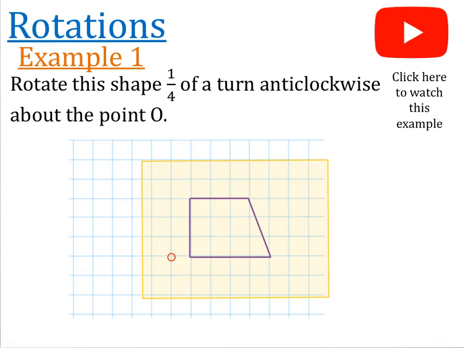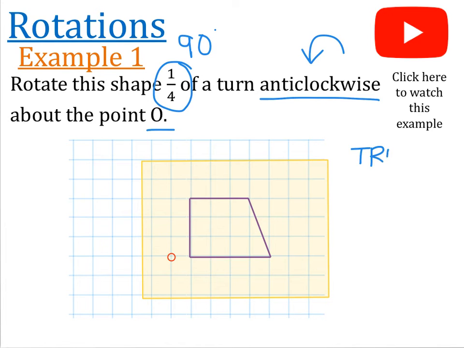Alright, and another example, slightly different this time, but more or less the same kind of things. Rotate this shape, this time it says a quarter of a turn, anti-clockwise about the point O. So a quarter of a turn is the same as 90 degrees, and anti-clockwise is going this way. So remember, trace out your shape, stab where the point is, and then turn your tracing paper.